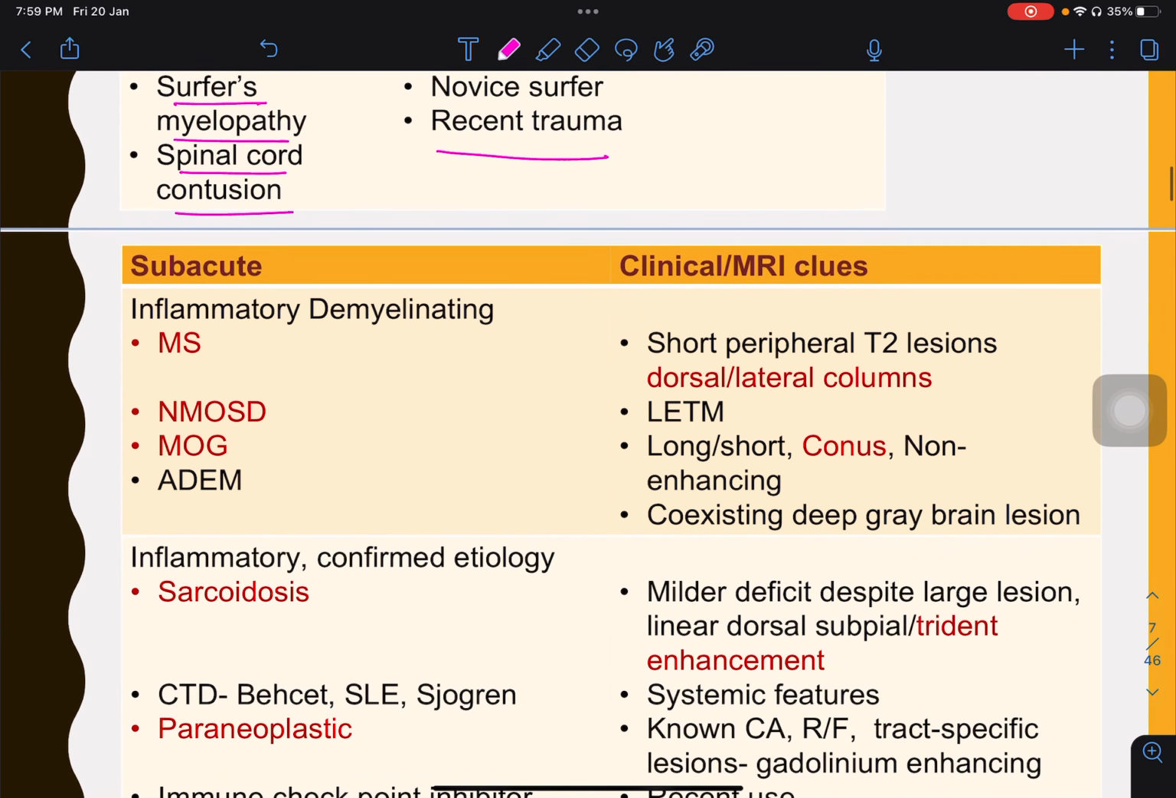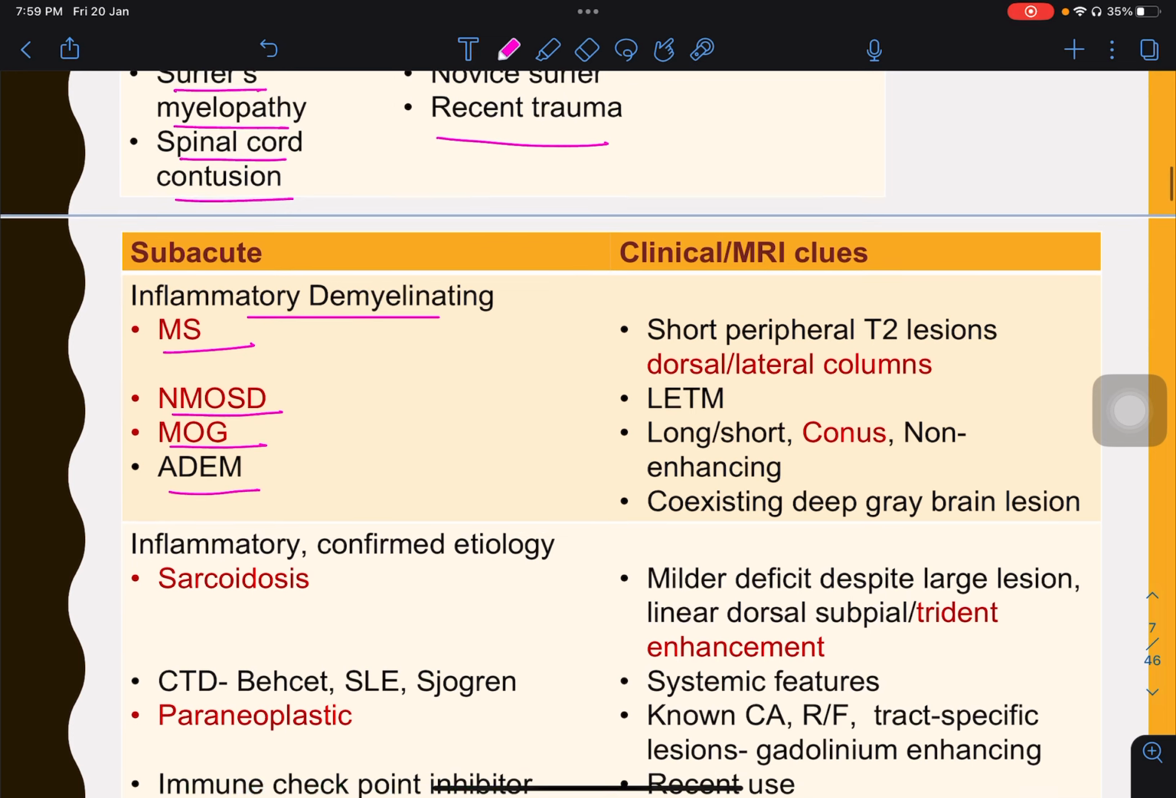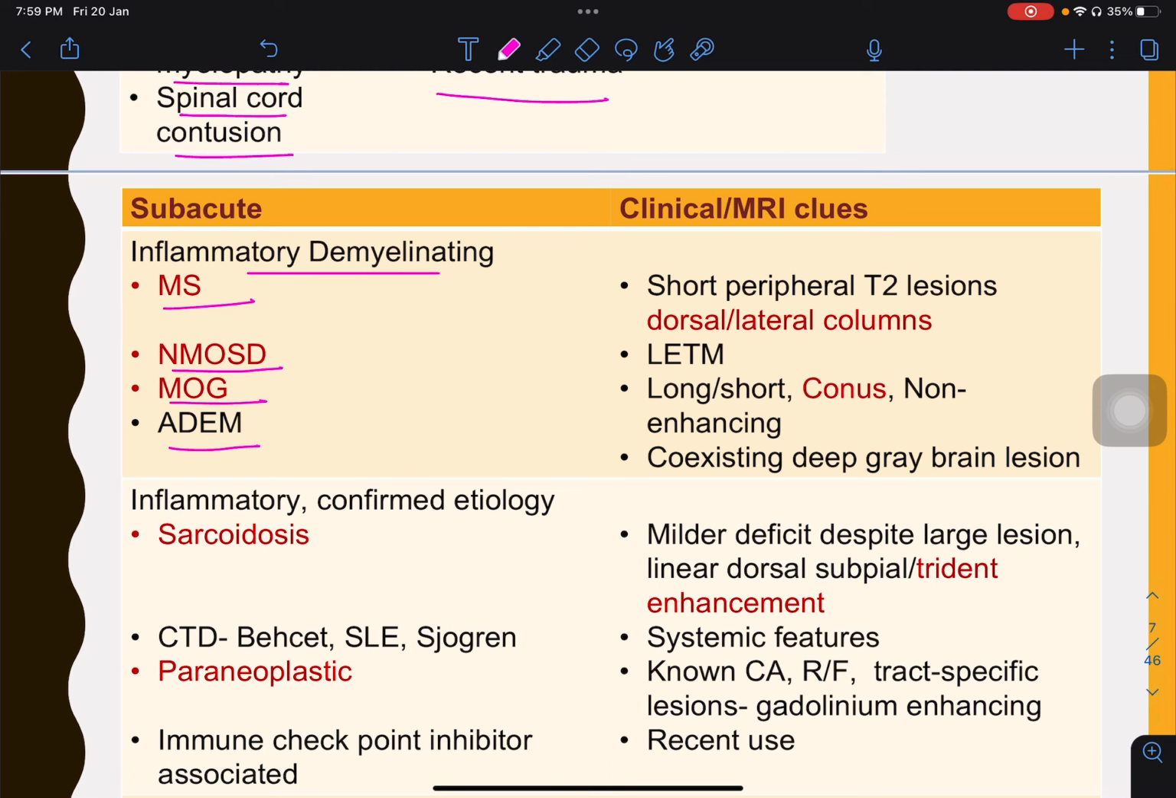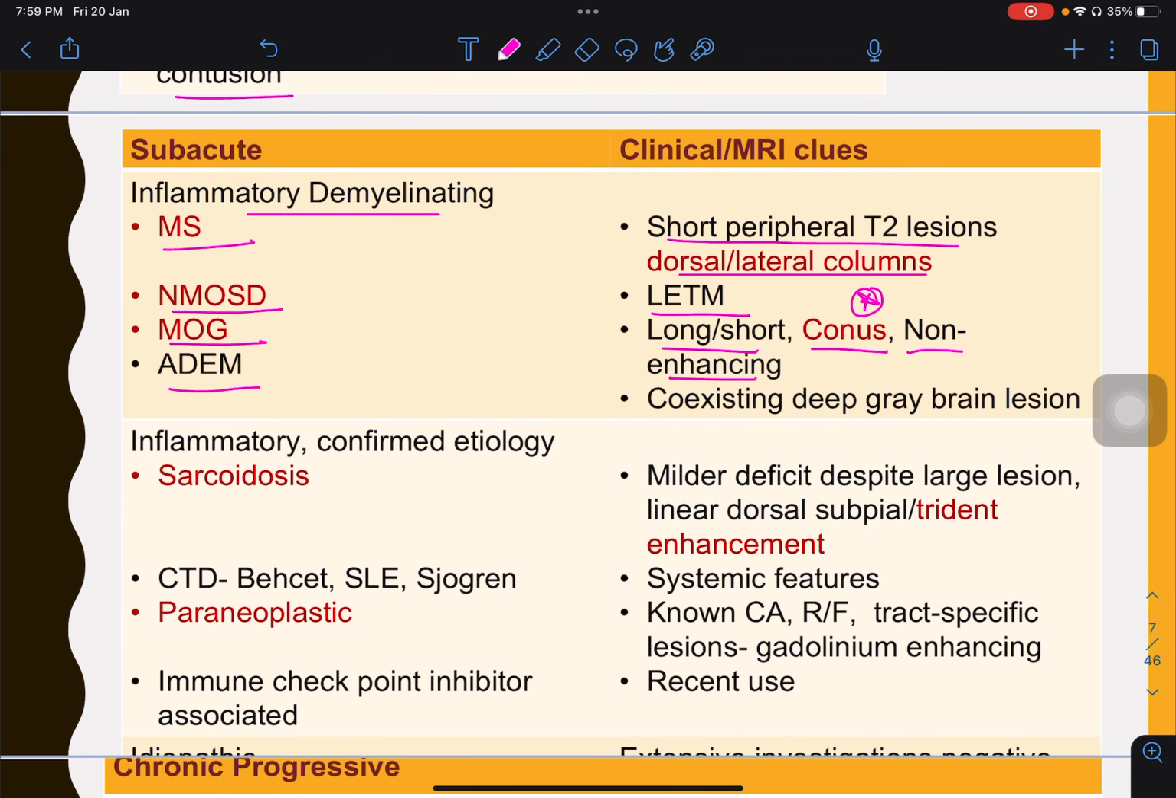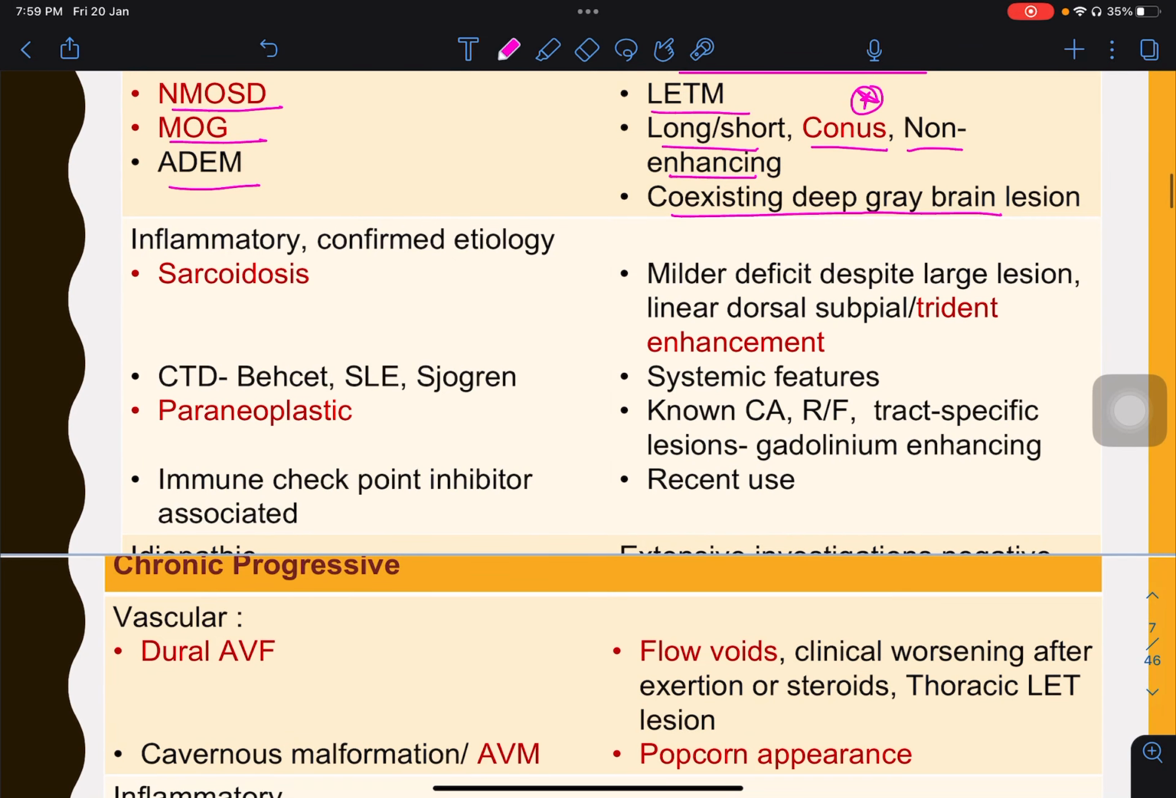If it is subacute, first is inflammatory demyelinating: multiple sclerosis, NMO spectrum disorder, myelin oligodendrocyte glycoprotein (MOG) edema. So all are important subacute inflammatory demyelinating myelopathies. In MS, it is associated with short peripheral T2 lesions in the dorsal and lateral columns. NMO is associated with LETM, more than 3 segments. MOG could be long or short. Conus involvement is very characteristic and non-enhancing. And in MOG, there can be a coexisting deep gray brain lesion.